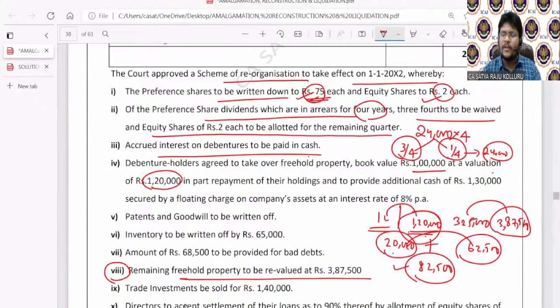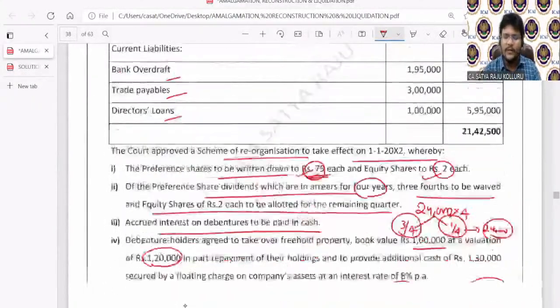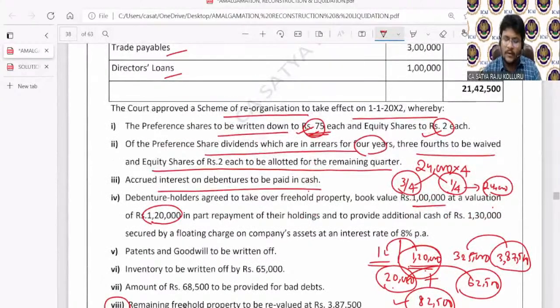Now you can shift the freehold property to the debenture holders. Now the journal entry: how much percentage debentures, guys? 6% debentures. 6% debentures account to debenture holders account, that is 1,20,000. Debenture holders account to freehold property account 1,20,000.